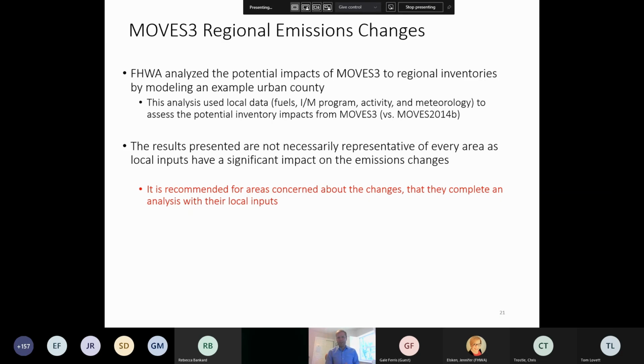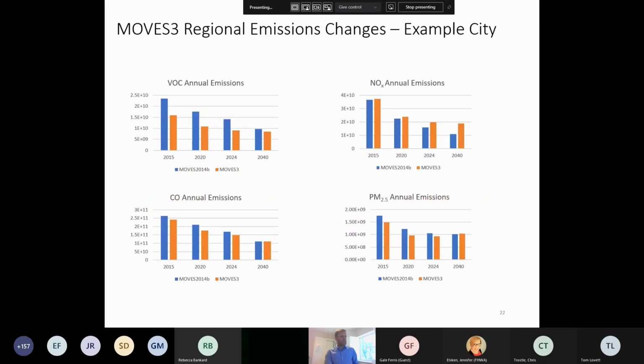So our recommendation, if folks are concerned about the impact MOVES3 is going to have on their inventories, run MOVES3 with your local information and see how things shake out, because you may see different trends than what we're going to show here. But this is just one example of how things might change for a typical urban county. This is showing for different analysis years how the total emissions change between MOVES2014B and MOVES3, in blue and orange, respectively.